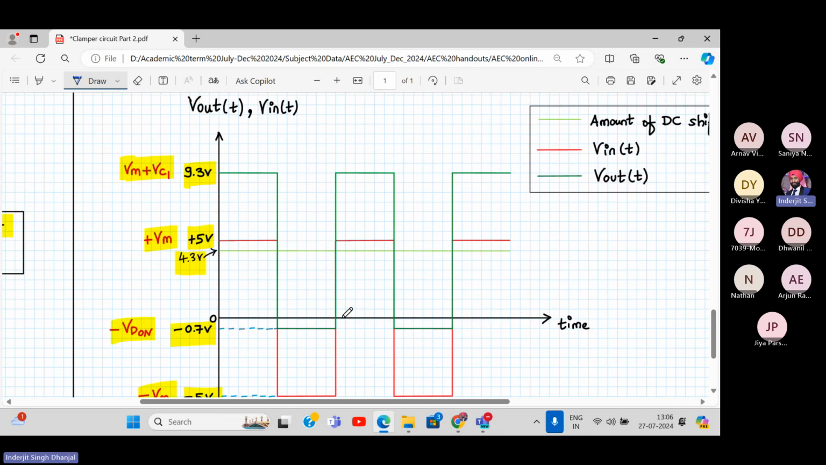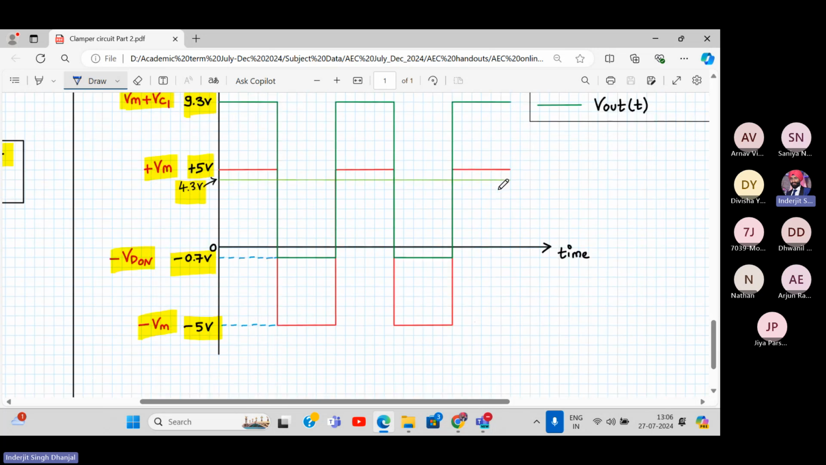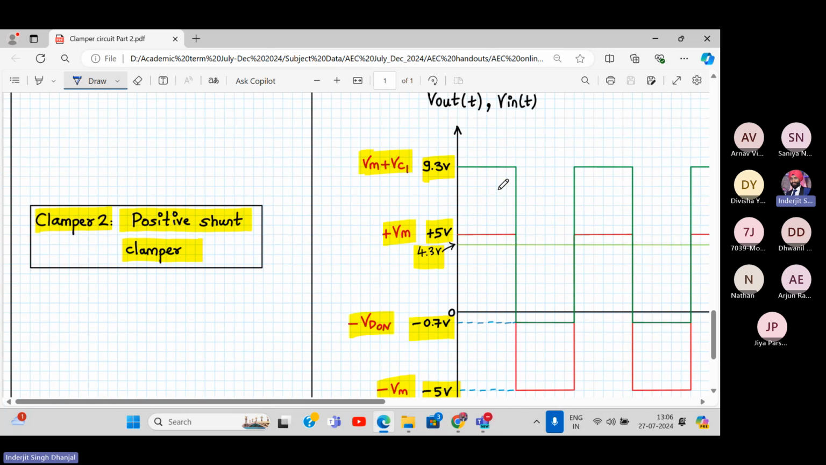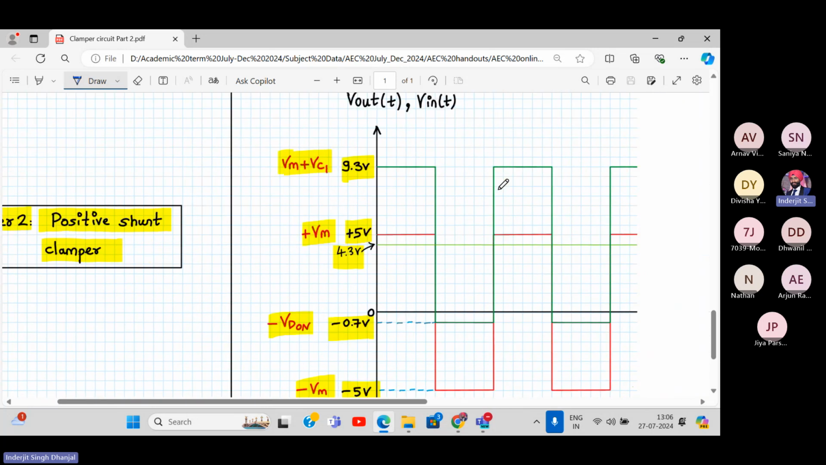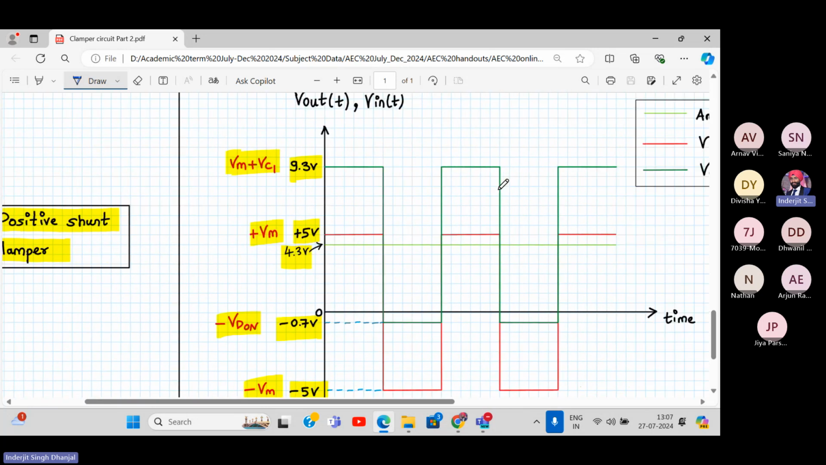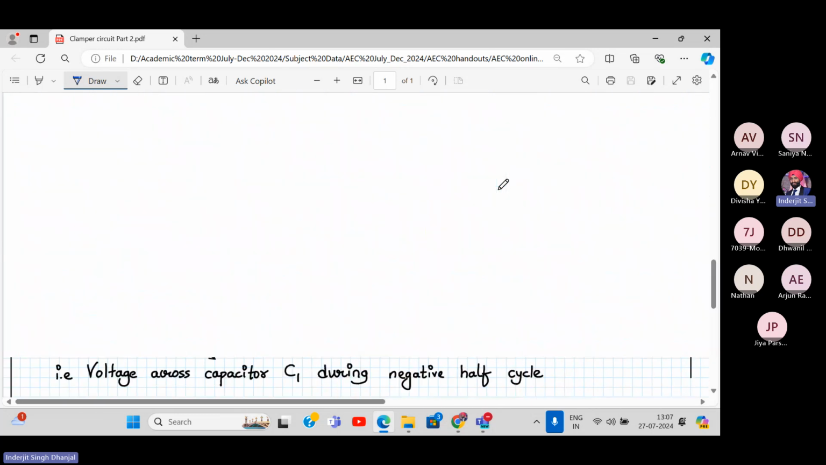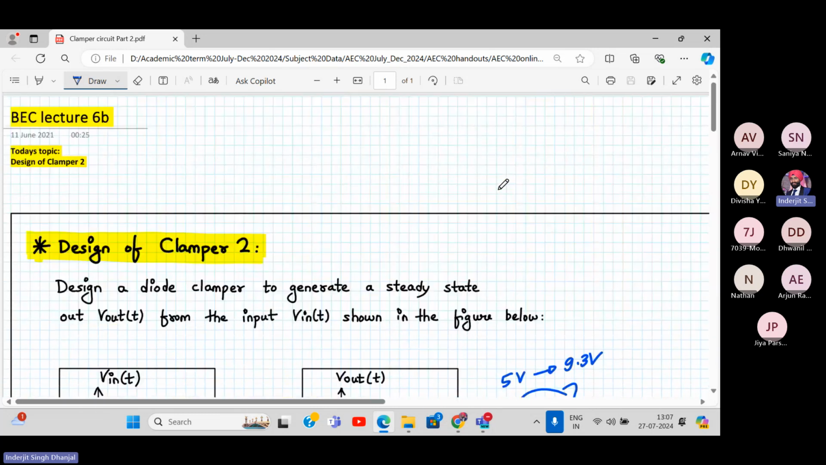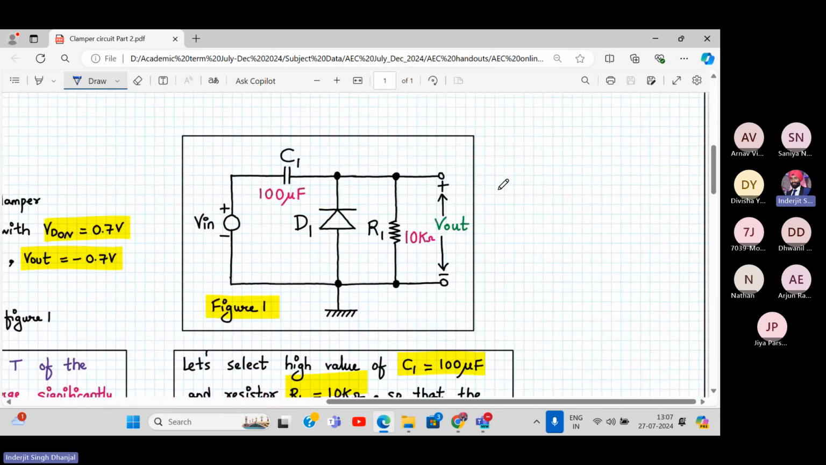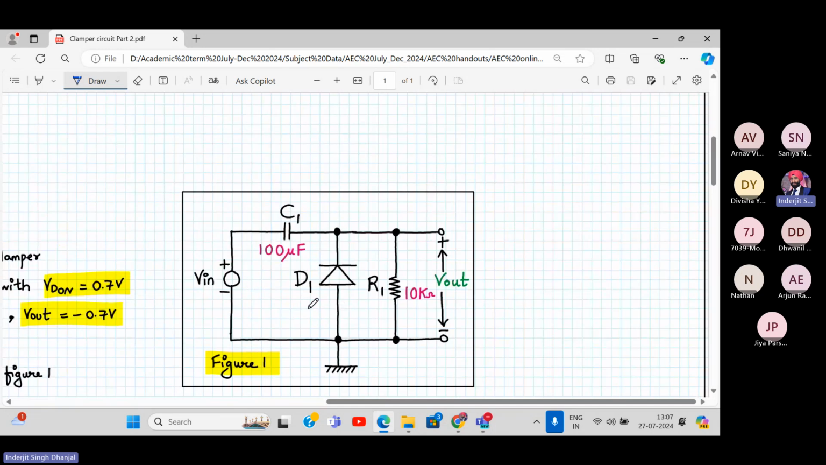Are you understanding how the clamper circuit works, everyone? Yes or no? Come on, reply. Two more to go. Yes, it is a positive shunt clamper because it is shifting the output waveform above, not below. Now there will be two variations, either connecting the battery over here in reverse or in the opposite direction. Let's quickly see now.